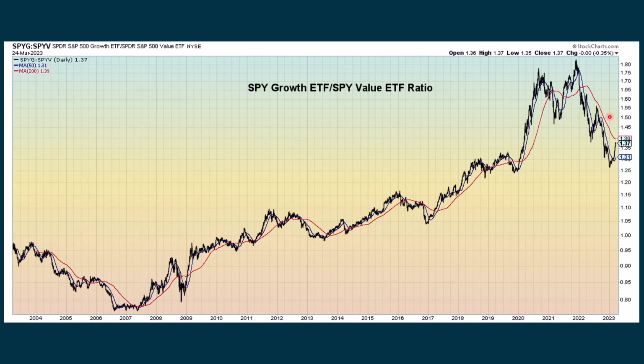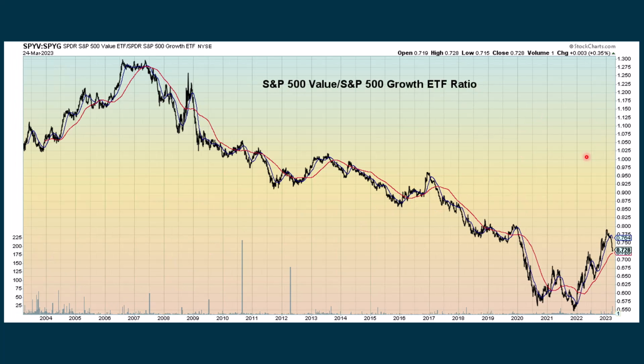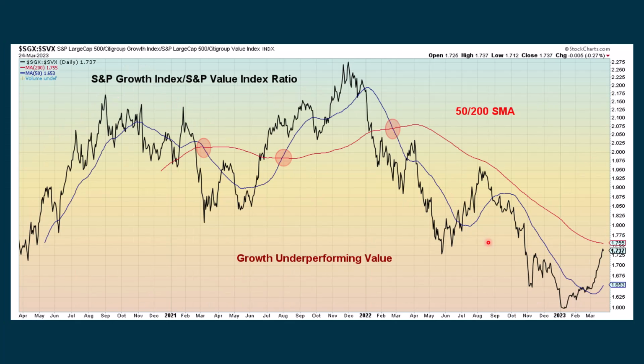Another look uses ETFs, showing that growth continues to be in a downtrend, even though it's improving. This shows that value is in an uptrend, even though it's weakening. And then the last chart, growth continues to underperform value, but is trying to make a comeback.